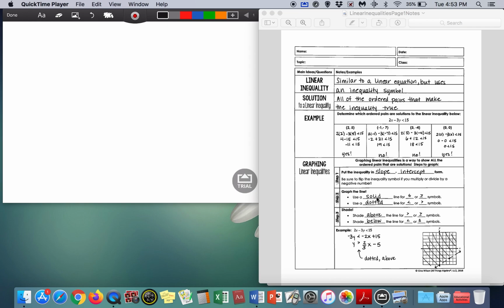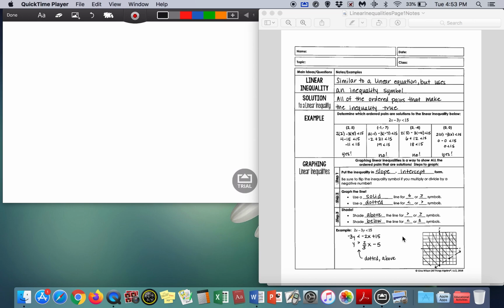We're going to do y equals mx plus b, that slope-intercept form. If you see less than or greater than, just these two, then it's going to be a dotted or a dashed line. And then there's some shading that's going to occur, and that would be the main thing that would be really different.